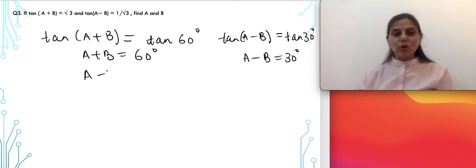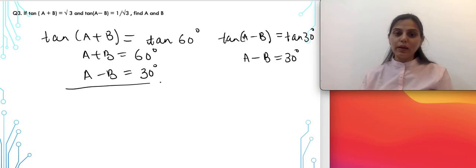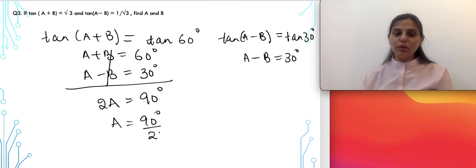So when we solve a plus b is equal to 60 and a minus b is equal to 30 degree, we have already done the solution part for these, how to solve the simultaneous linear equations. You can cancel plus b and minus b. A plus a will become 2a and 60 plus 30 will become 90 degree, or a will be equal to 90 degree divided by 2. That means the value of a will be 45 degrees.